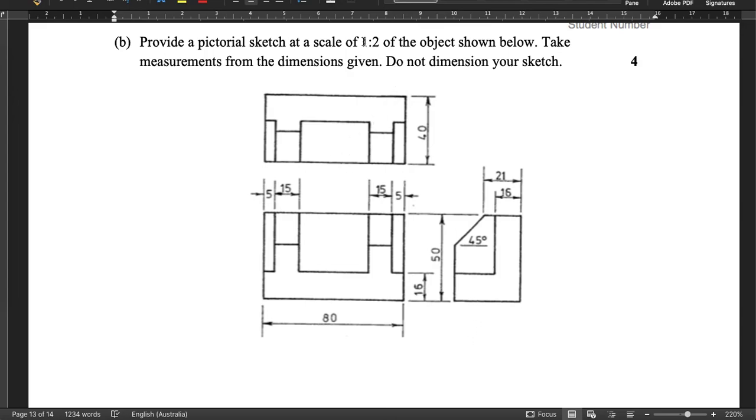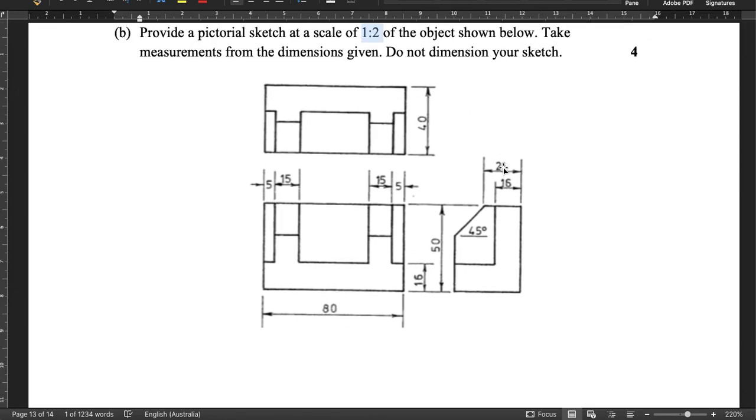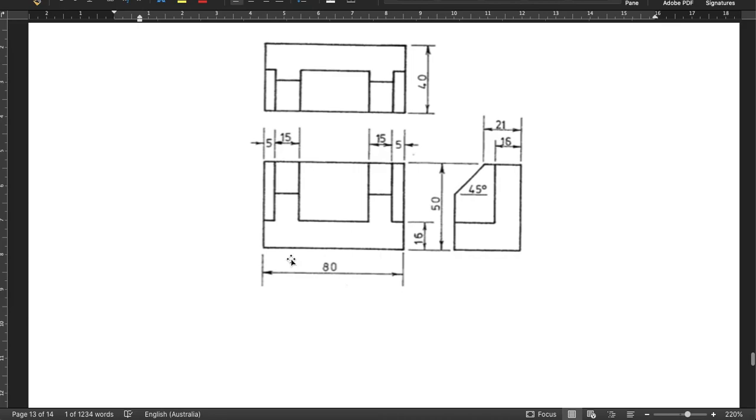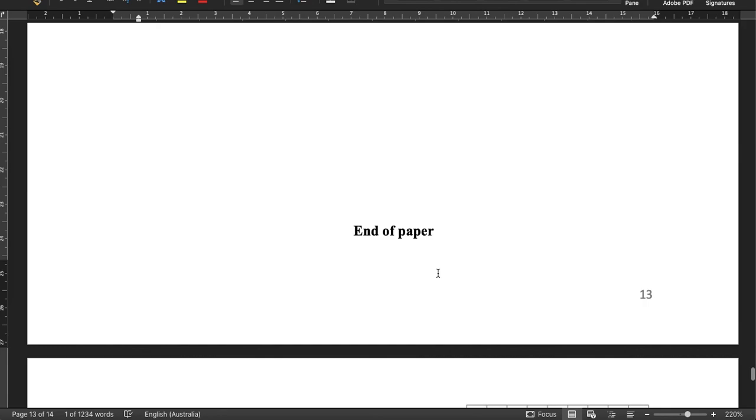Important to note here is that it says scale of 1 to 2. If it says scale of 1 to 2, that means that the drawing that you produce has to be half the size of the dimensions shown on this drawing. So if it says 80, that means that your length, that line there, should be 40 millimeters when you draw it. And that is the end of the paper.